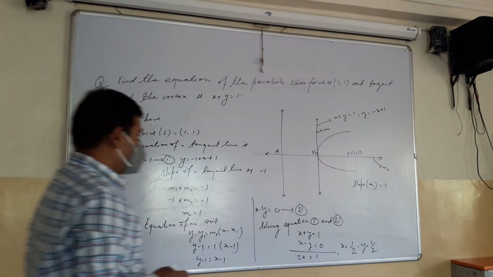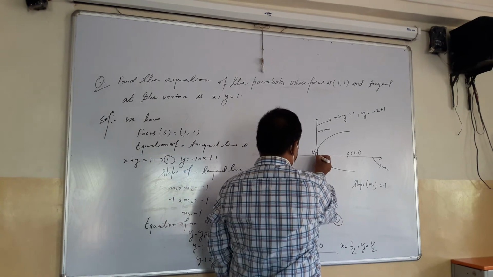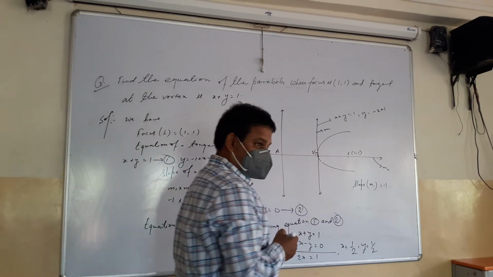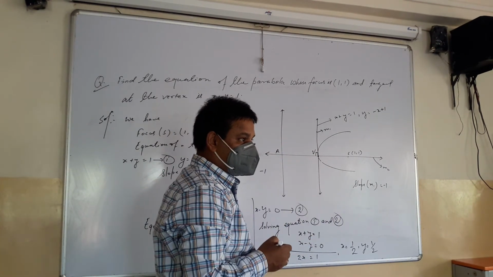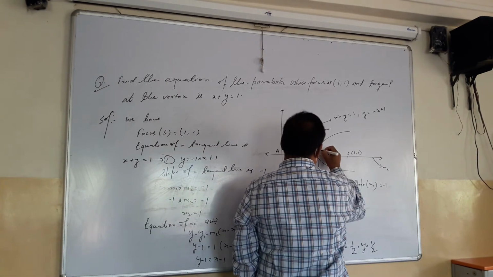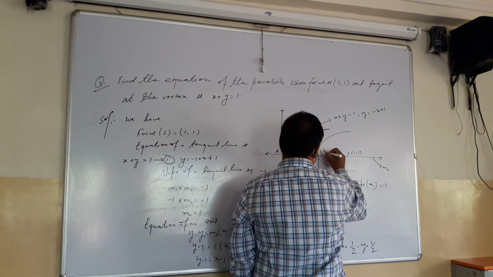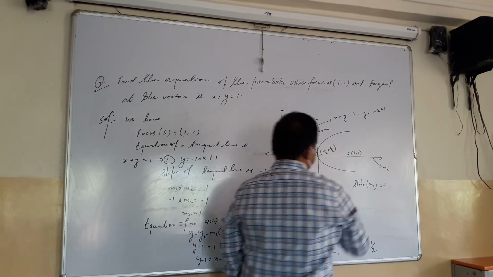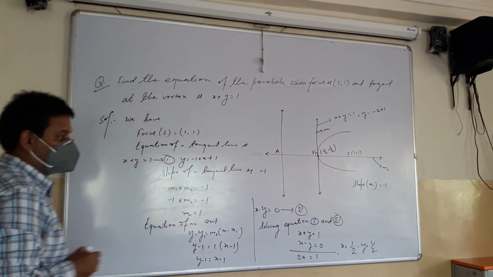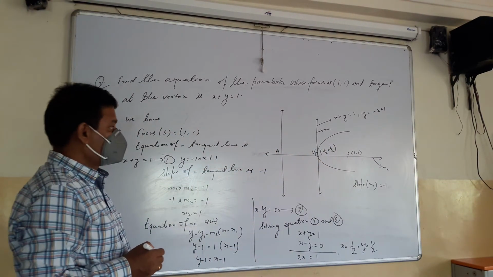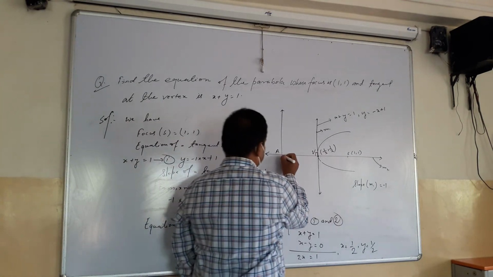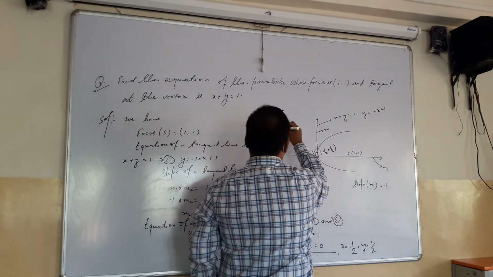So you got, see here, the point of intersection, it means the vertex. Clear? Vertex you got how much? 1 by 2 and 1 by 2. Clear? Any doubt? Now we know that this is the directrix.